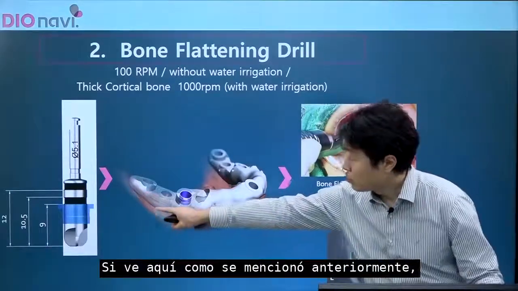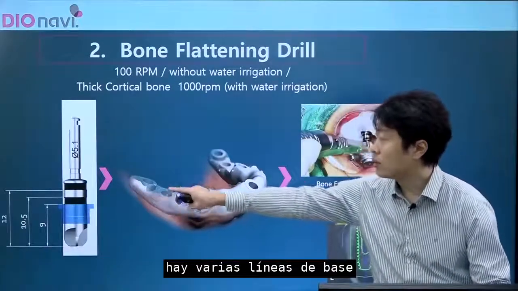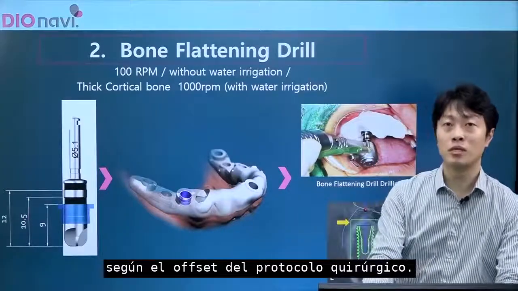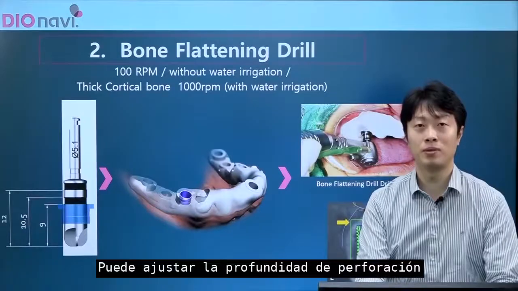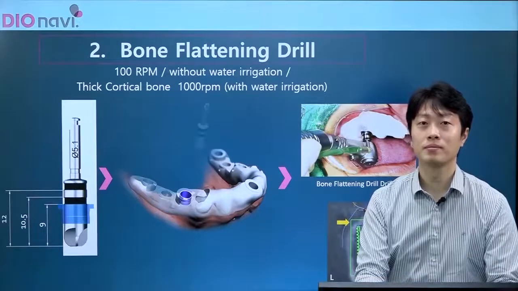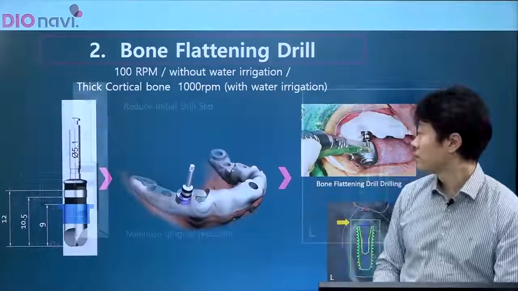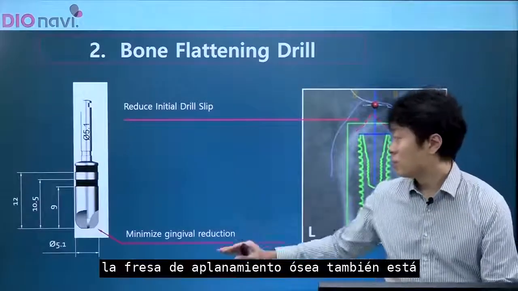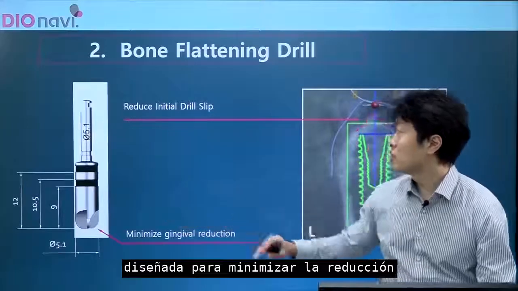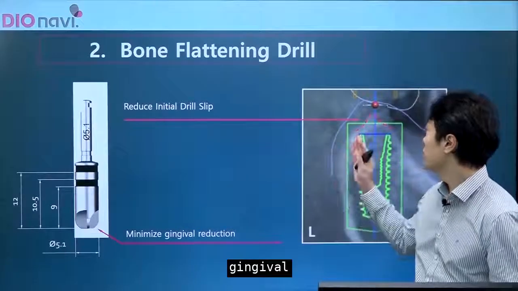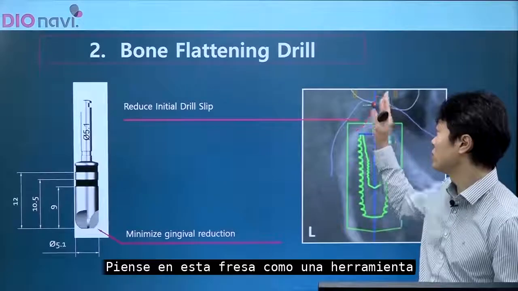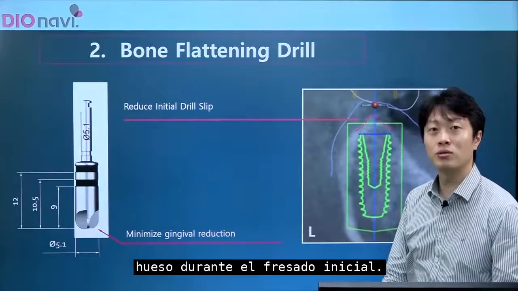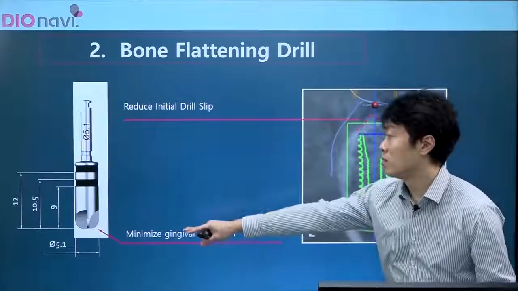If you see here, as mentioned earlier, there are several baselines. According to the offset in the surgical protocol, you can adjust the drilling depth. The bone flattening drill is also designed to minimize gingival reduction. Think of this drill as a tool to minimize the likelihood of slipping in an inclined area of the bone during initial drilling.